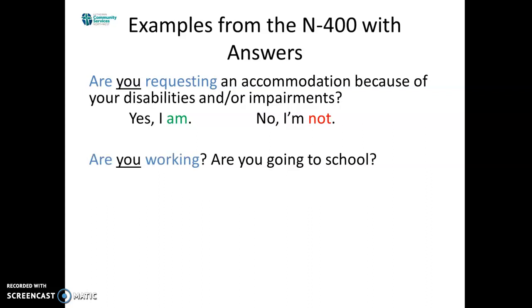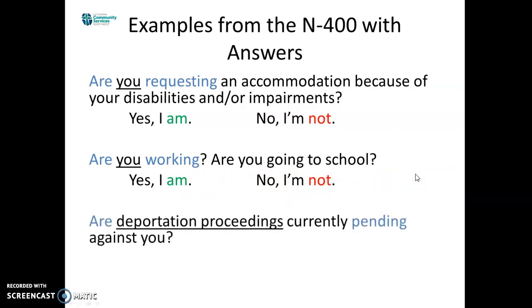Are you working? Are you going to school? How will you answer this question? Yes, I am. No, I'm not. Are deportation proceedings currently pending against you? Yes, they are. No, they aren't.